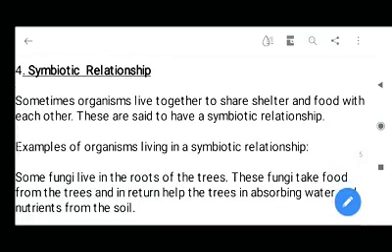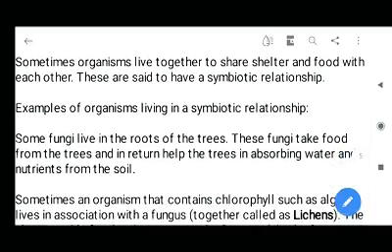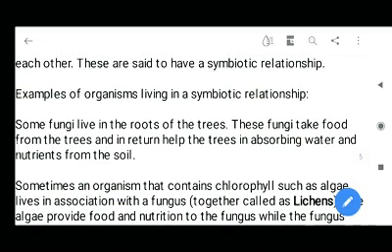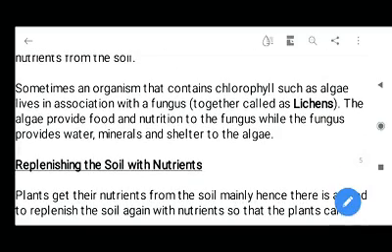Fourth category is the symbiotic relationship. Sometimes organisms live together to share shelter and food with each other. These are said to have a symbiotic relationship. For example, some fungi live in the roots of trees. These fungi take food from the trees and in return help the trees in absorbing water and nutrients from the soil. Sometimes an organism that contains chlorophyll, such as algae, lives in association with a fungus. Together they are called lichens. The algae provide food and nutrition to the fungus while the fungus provides water, minerals and shelter to the algae.